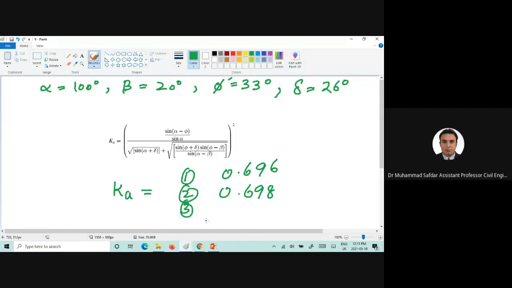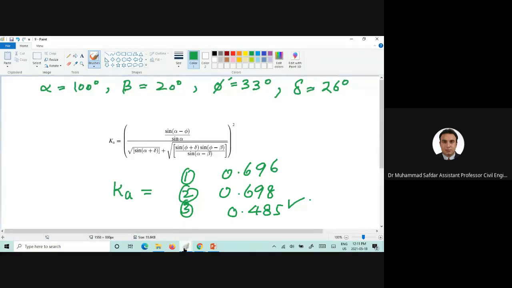I have a different value. I need another value, please. Sir, 0.485. 0.485. So this might be the right answer here. So use Ka, the lateral earth pressure coefficient in active condition, 0.485.